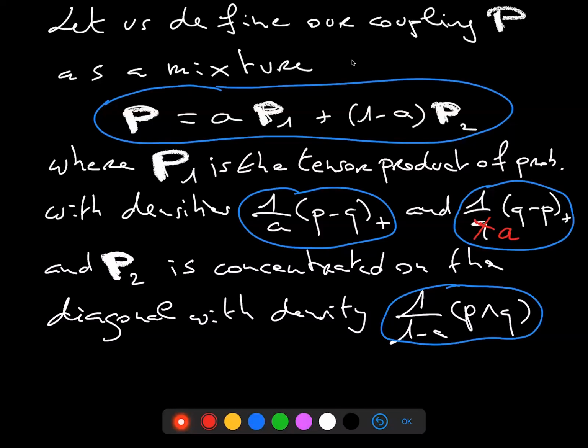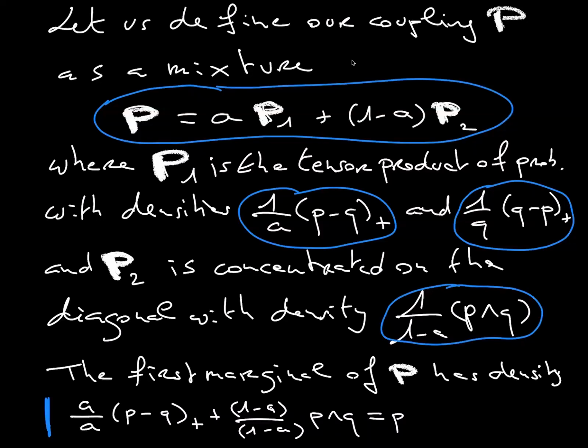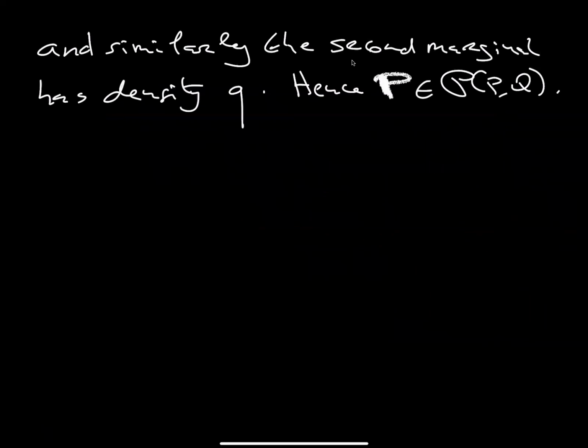So if you do that, then you actually get a coupling between P and Q, because when you look at the first marginal, its density is A over A times P minus Q positive part, plus 1 minus A over 1 minus A times P infimum with Q. So it's the sum between P minus Q positive part and P infimum with Q. So this is equal to P. So this is for the first marginal. And the second marginal, you do the same calculation.